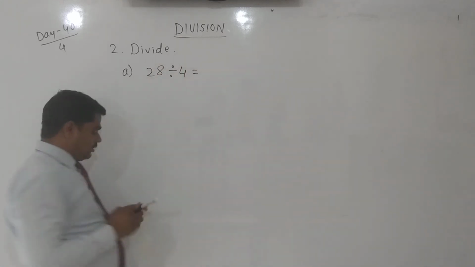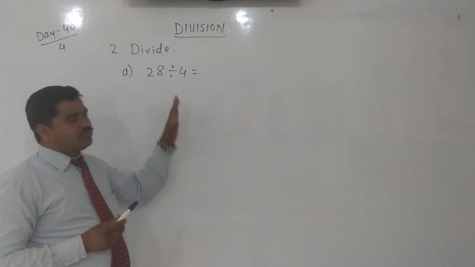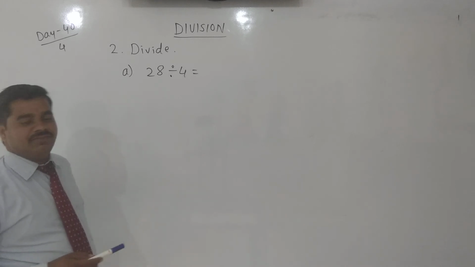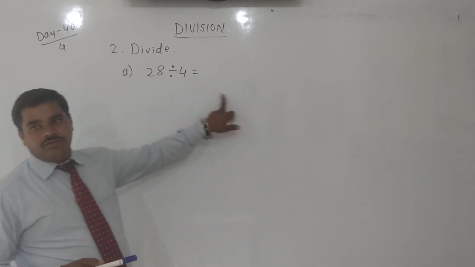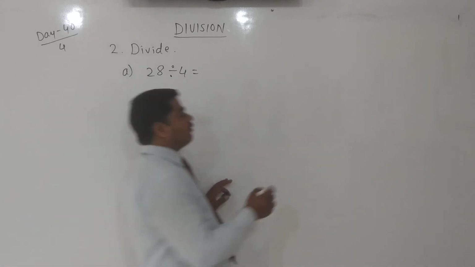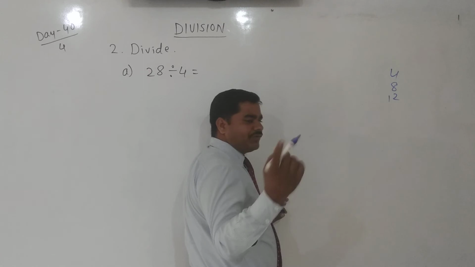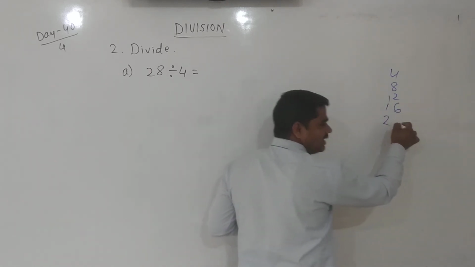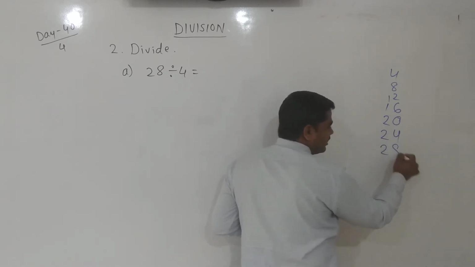Now we have to recall the tables. Tables are very important. You should know up to a minimum of 30, or 35. If maximum 40 also, it's okay. No problem. 28 divided by 4. We should count the table of 4. 4 ones are 4, 4 twos are 8, 4 threes are 12. Yes, count with me. 4 fours are 16, 4 fives are 20, 4 sixes are 24, 4 sevens are 28, 4 eights are 32.